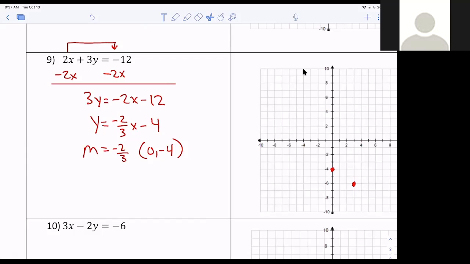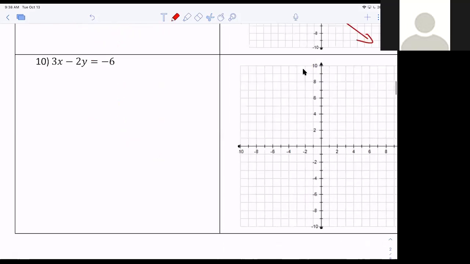All right, we don't use tables anymore. There's a quick way to graph a line. To graph a line, you plot the y-intercept and use the slope. Now what we're going to do is graph that. All right, here we go. Simple, simple, simple.